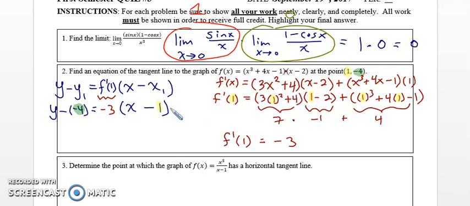You can definitely just leave your answer like this, or you can simplify it to y equals negative 3x minus 1. This also works. And that's your answer.